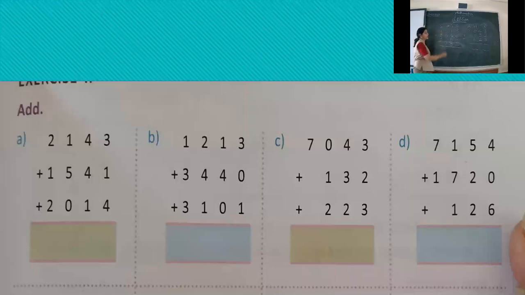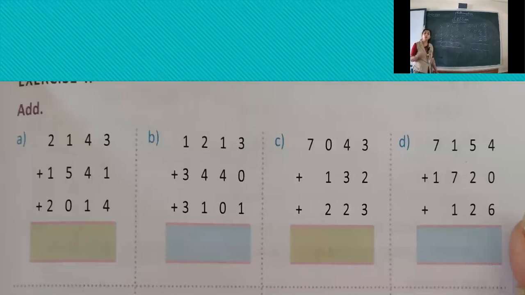1 plus 3 is 4. In 4, you add 3, 5, 6, 7. So, what will be the answer here? 7. So, our sum is 7,754. Children, I hope you are understanding and you all can do easily.